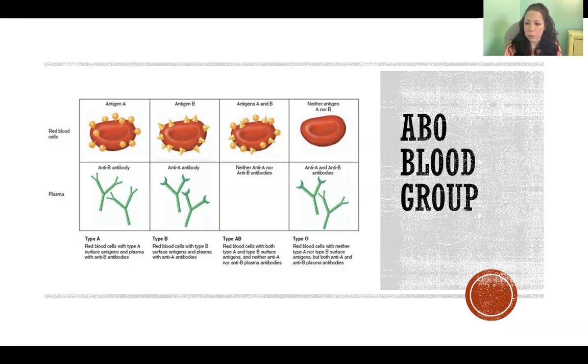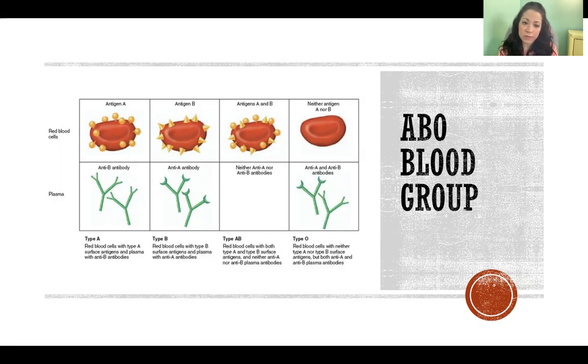So that means if someone with type A blood had a transfusion of a different blood type that contained B antigens, then the person's immune system would destroy that transfusion, it would destroy that donation, because the anti-B antibodies are going to destroy any cells that have the B antigen present. Okay, so type A blood has A antigens, and they would have anti-B antibodies.